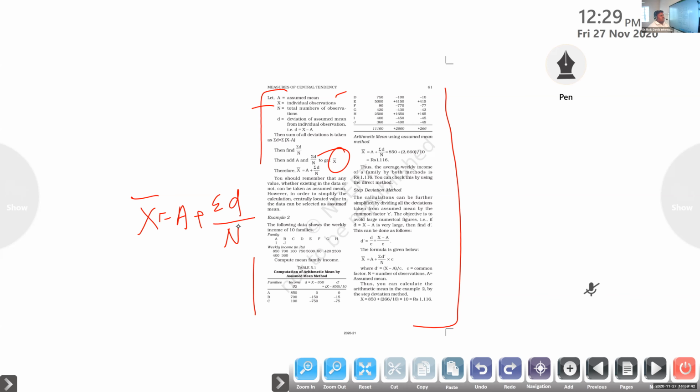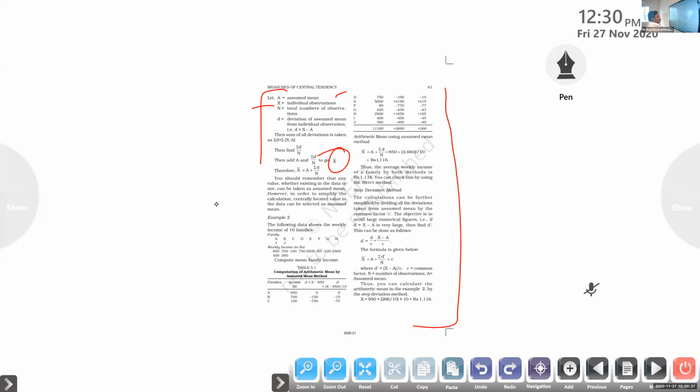In which condition are we using this technique? If the data are more in number or the numerical digits are too large or high, in that situation we are using this assumed mean method instead of the direct method. You should remember that any value, whether existing in the data or not, can be taken as the assumed mean. That is not a problem. However, in order to simplify the calculation, a centrally located value in the data can be selected as the assumed mean.